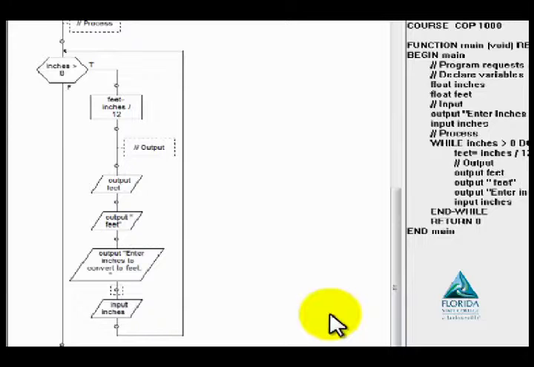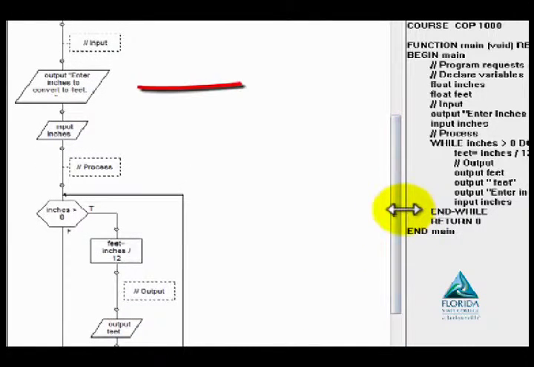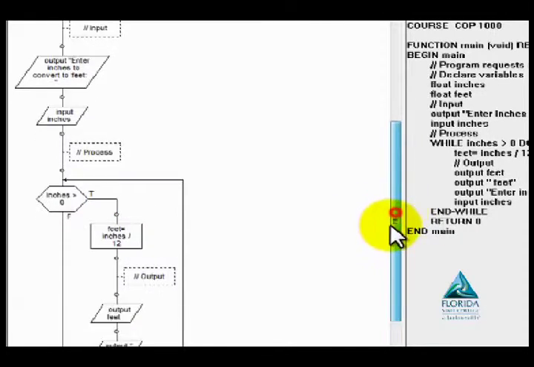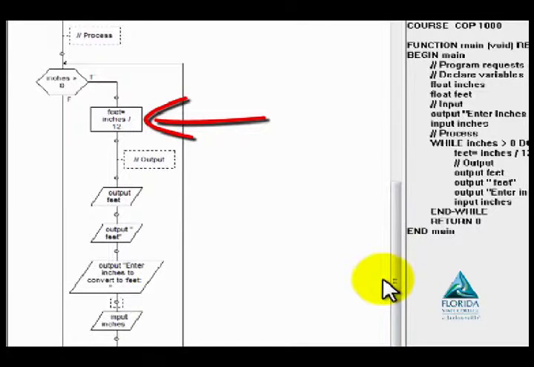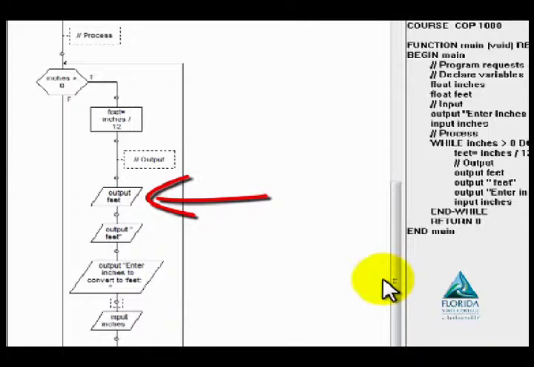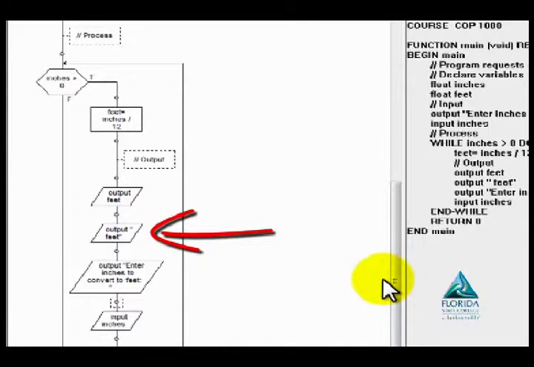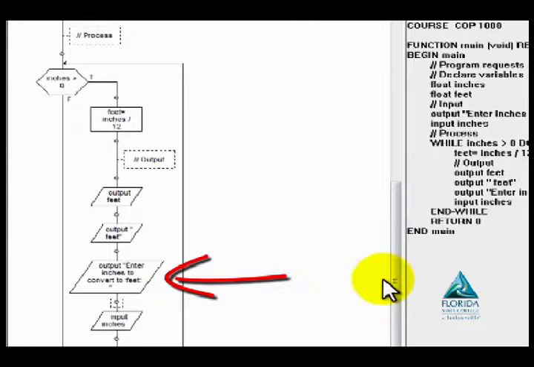So let's just kind of take a look at this. The user actually enters their first number here. It puts it in the inches variable, and then we start processing it. If it's greater than 0, then the algorithm is going to convert it to feet, and then we're going to output it. We're going to output the number converted to feet, the feet variable, the label feet, and then we're going to ask the user again to enter inches to convert to feet.